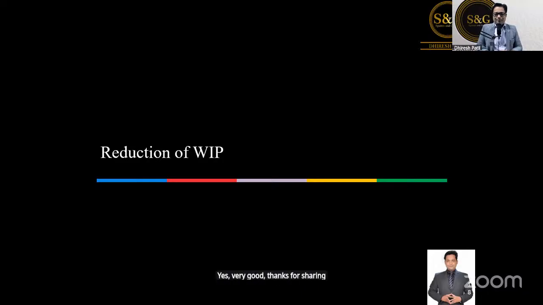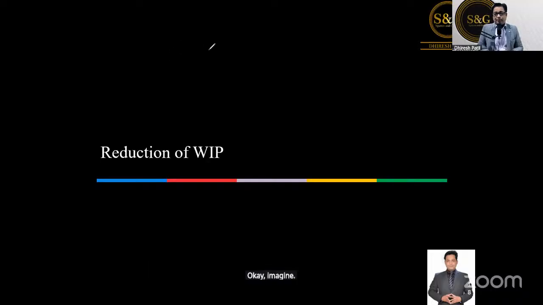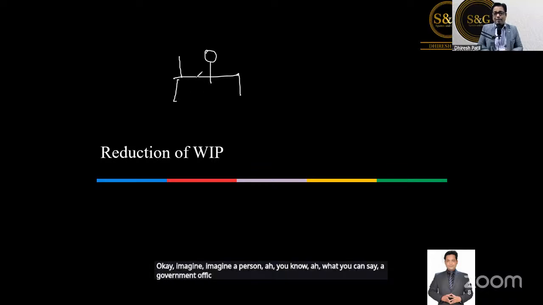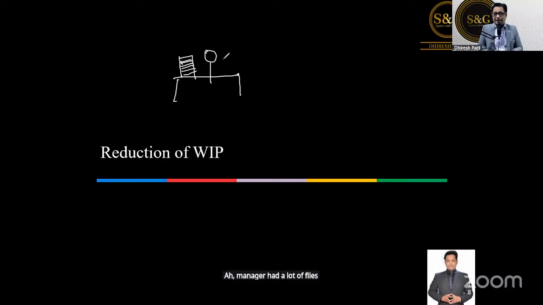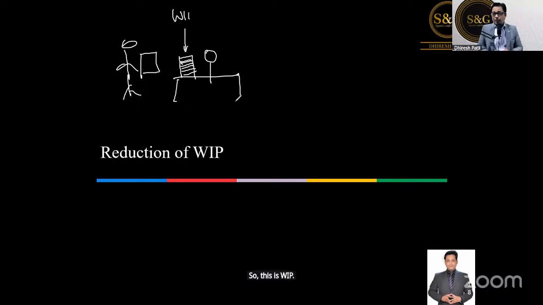Now here is reduction of WIP. This is very interesting. What is WIP? It's nothing but inventory. In the TIMWOOD, I stands for inventory. Imagine a government officer or a bank manager has a lot of files to clear. Imagine he's a bank officer and you have your own loan application file. So this is WIP, work in progress.